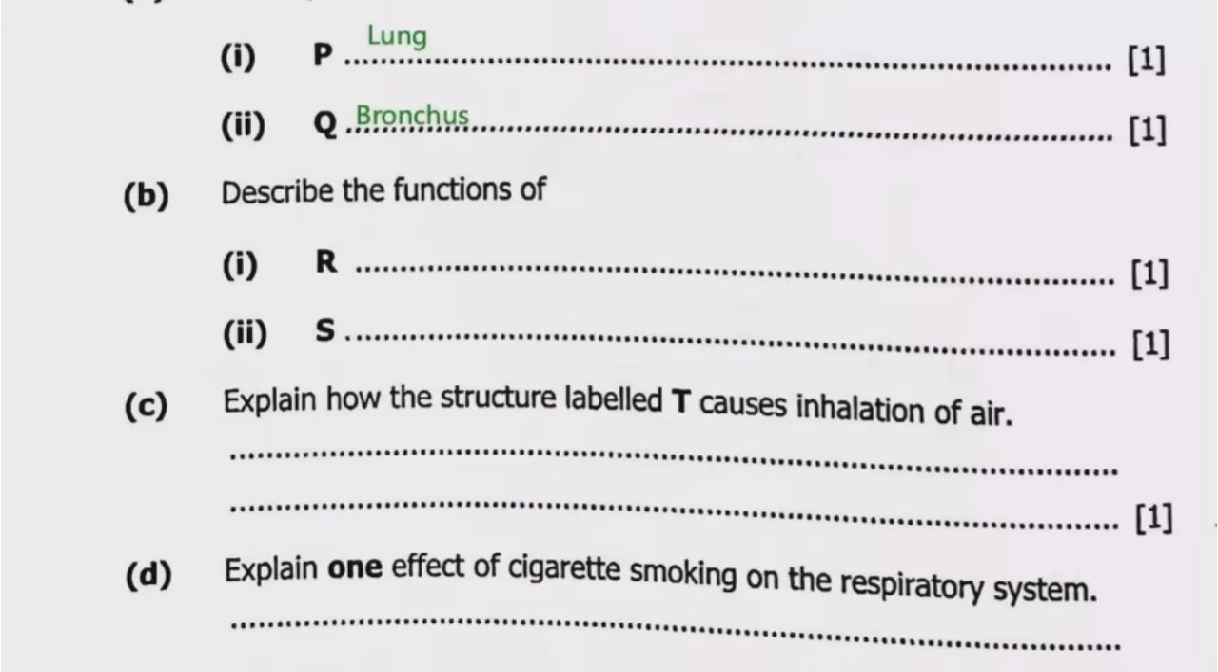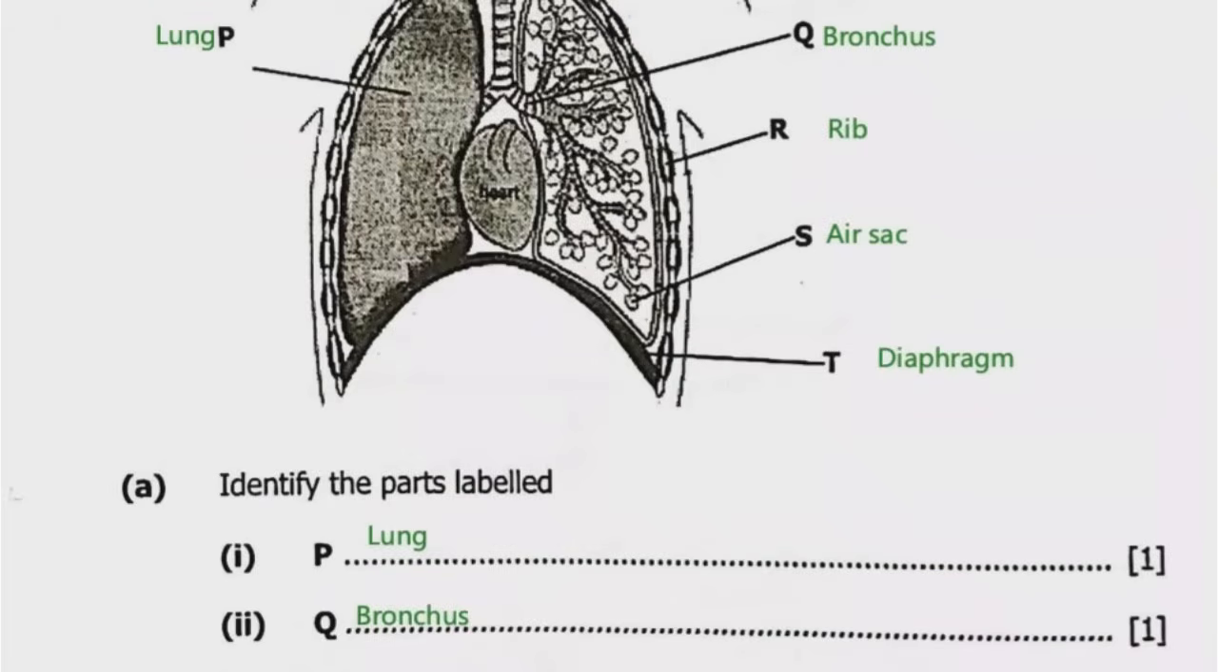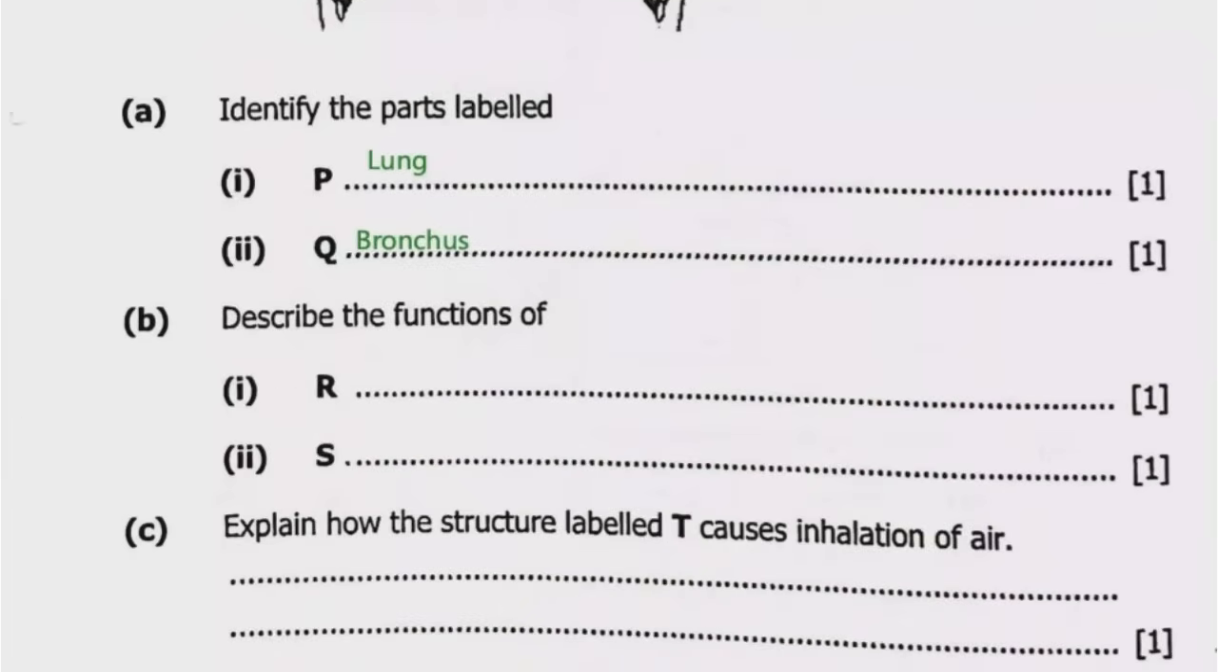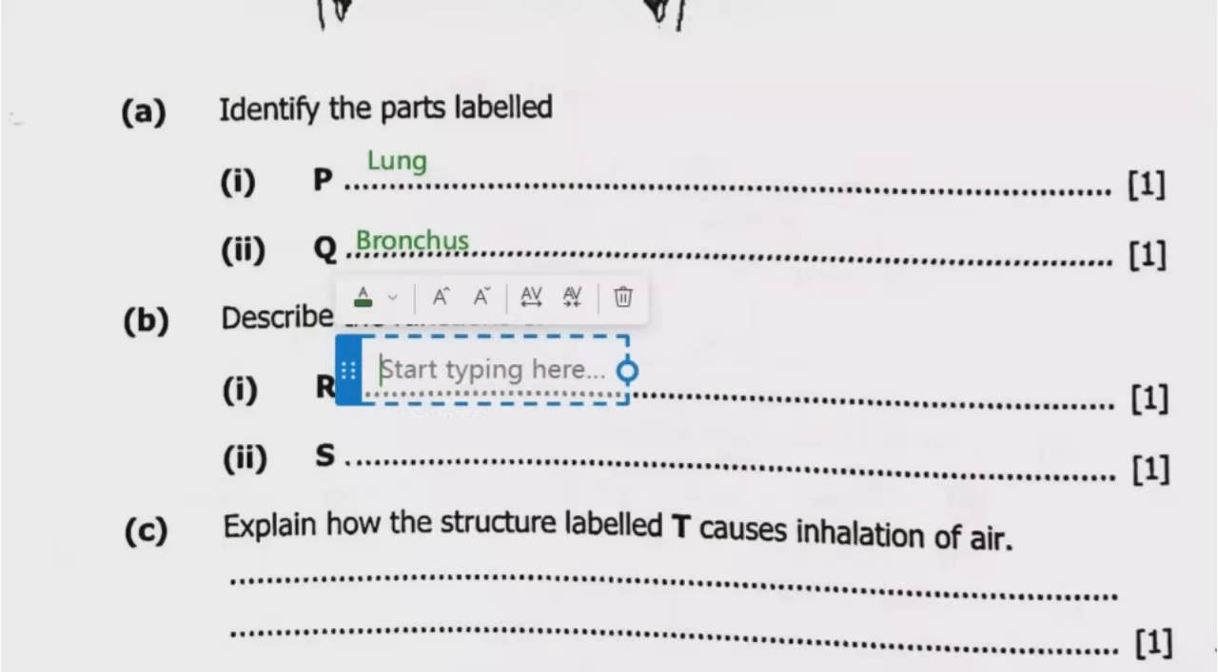Okay, let's come to B, which is describe the function of 1 R, 2 S. So let's go back and identify the parts. R, that is rib, then S, that is air sac. I said give me the other name for air sac. So what is the function of ribs? What do you think is the function of ribs? Please write your answer in the comment section. Why do we have ribs? What are they doing?